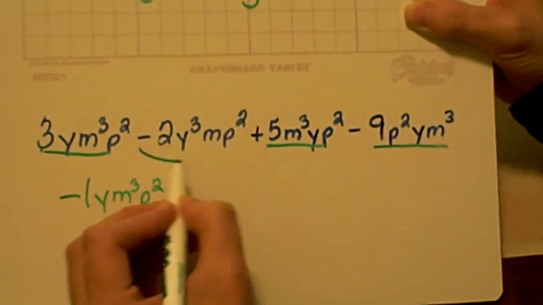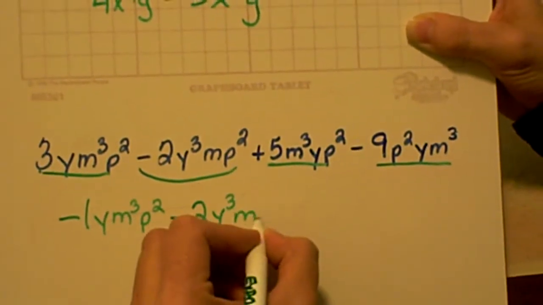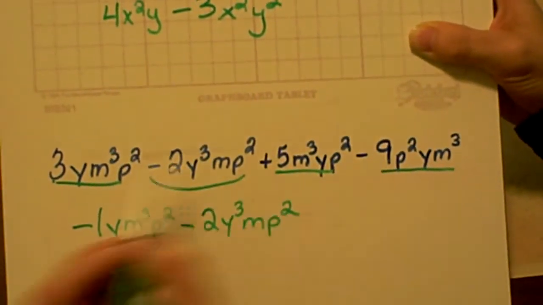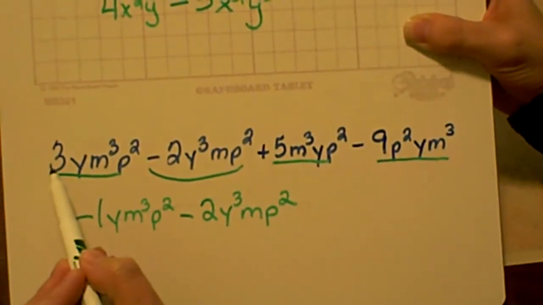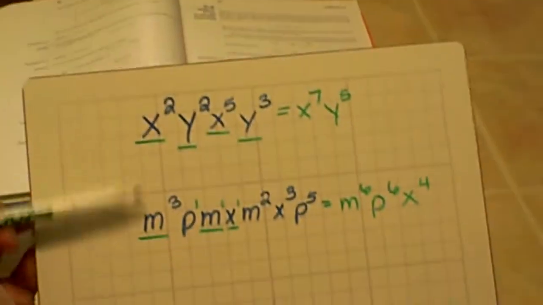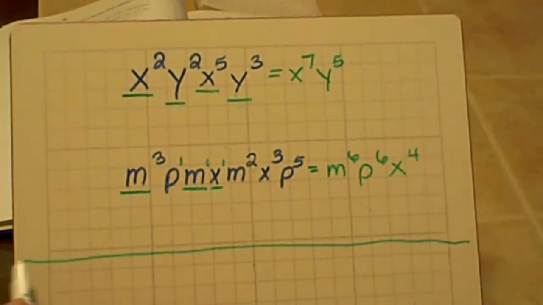And then this one is all by itself, so we're just going to bring it down: y to the third m p squared. Just remembering that when you're adding like terms, you are not doing anything with the exponents. They stay the same. You're combining the coefficients in the front. When you're multiplying, that is when you add the exponents. These kinds of problems are different.